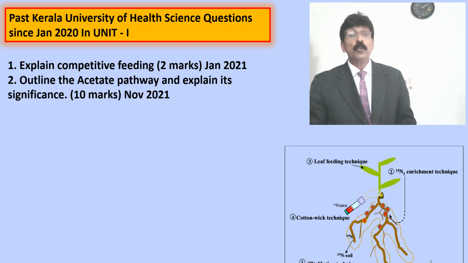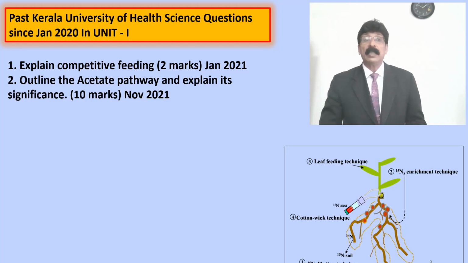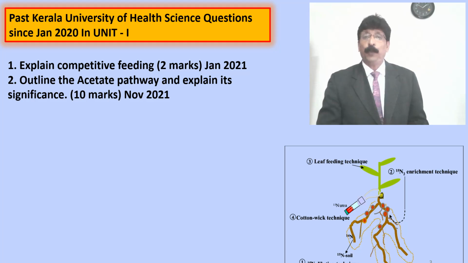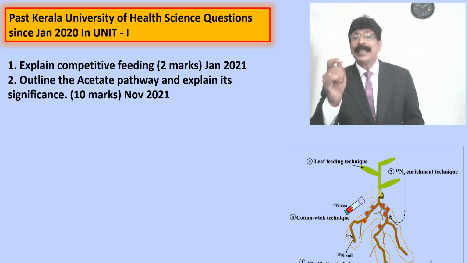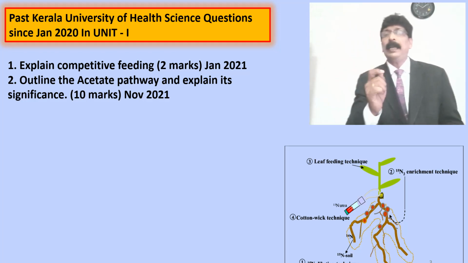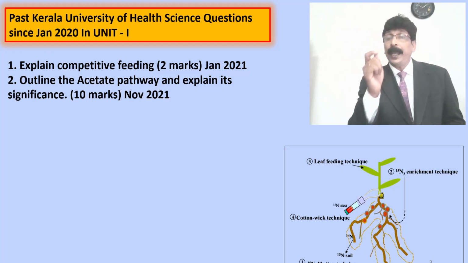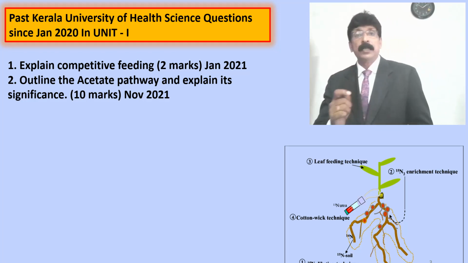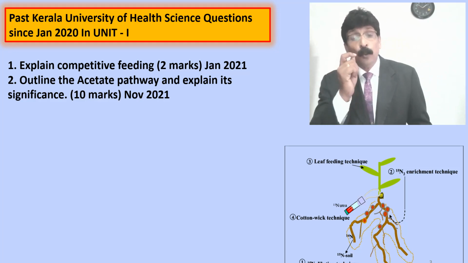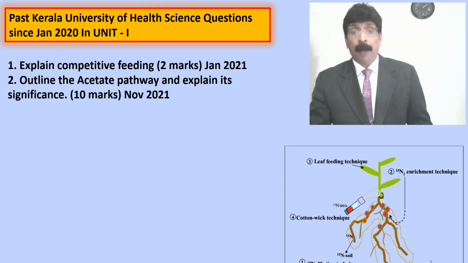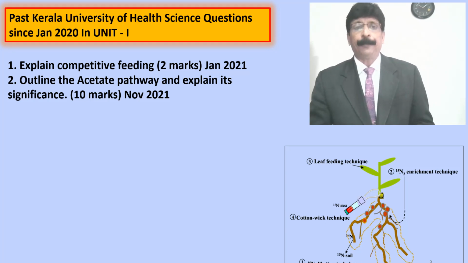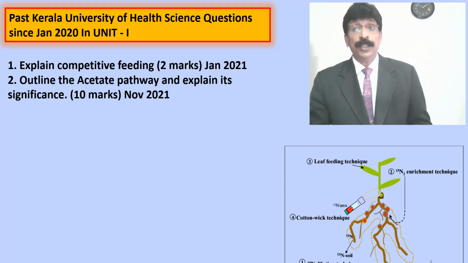Number 2, a 10-mark question they asked in November 2021: outline the acetate pathway and explain its significance. That means what are the products produced by the acetate pathway in nature, in plant sources. You have to know all the products which are obtained by the acetate pathway.